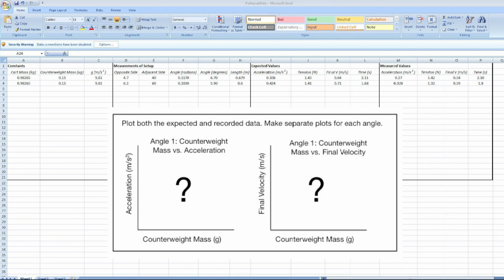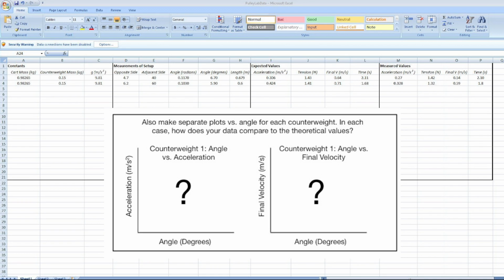For each angle, plot the counterweight mass versus acceleration and counterweight mass versus final velocity. Also make plots of these quantities versus angle for each counterweight. For all of your plots, include both the theoretical and experimental data. Which do you trust more, the theory or experiment?